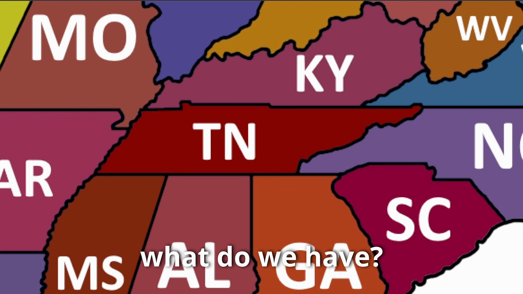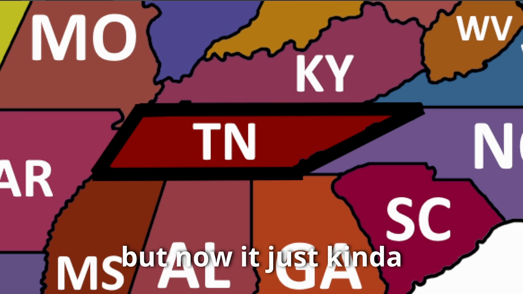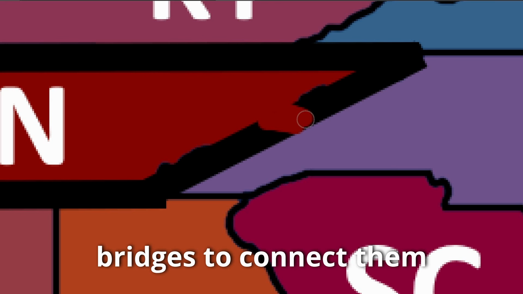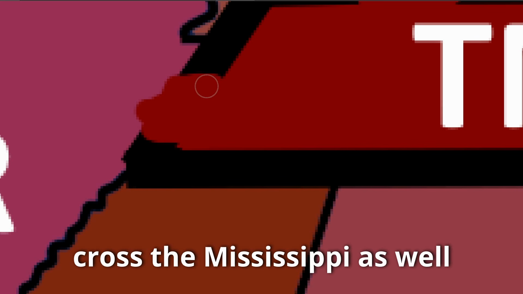Well, what do we have? Another parallelogram. You know, since it's pretty much almost there at this point, we might as well just finish the job. But now it just kind of looks like there's a massive black void around the entire state of Tennessee. Well, now I feel a little bad for them, so I'm gonna make a couple bridges to connect them to the rest of the states. Cross the Mississippi as well. And finally put 3 more down here.